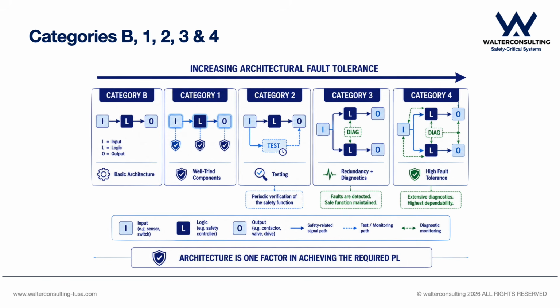Categories 3 and 4 move toward redundant architectures. Instead of relying entirely on one functional channel, multiple channels can contribute to maintaining the safety function when individual faults occur. Diagnostic measures also become increasingly important. Category 3 requires that a single fault does not lead to the loss of the safety function, although not every fault necessarily has to be detected. Category 4 goes further by combining high fault tolerance with extensive fault detection, including consideration of fault accumulation.